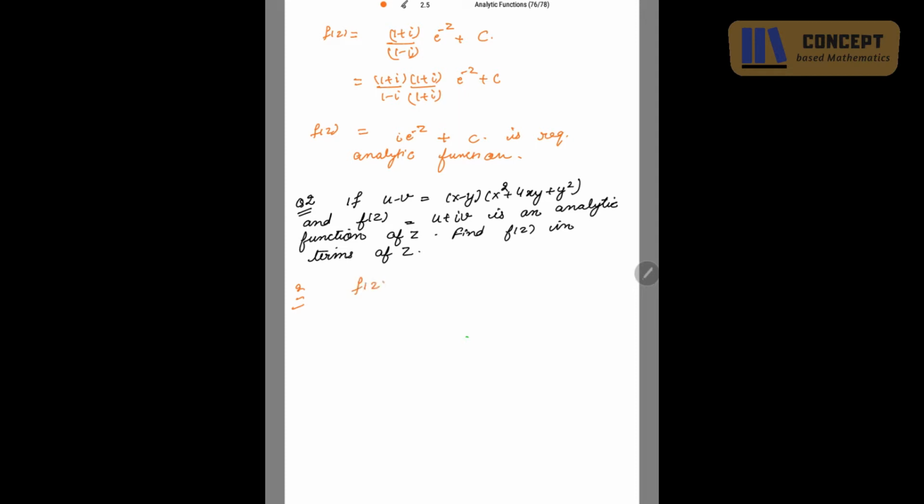So f of z is equal to u plus iota v multiplying with iota again. This is minus v plus iota u. Now I have to get u minus v, so I have to add these two equations. On adding, I will get (1 plus iota) f of z is equal to u minus v plus iota (v plus u).